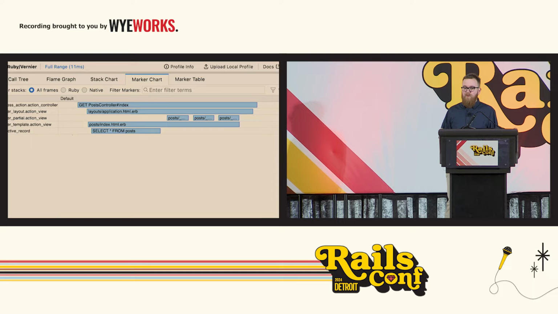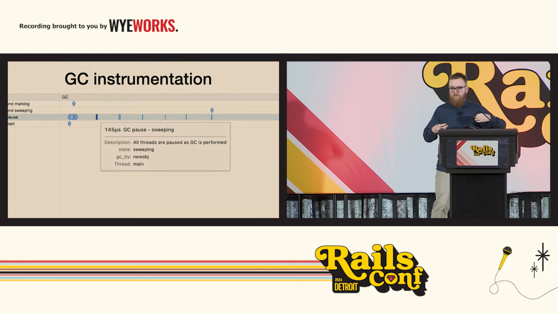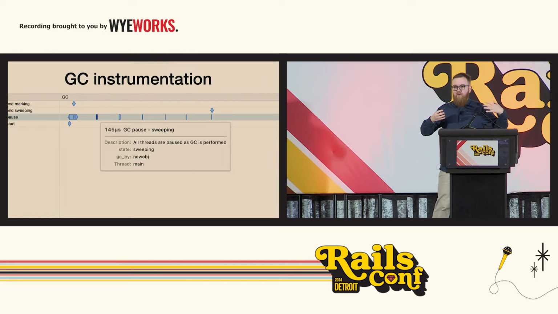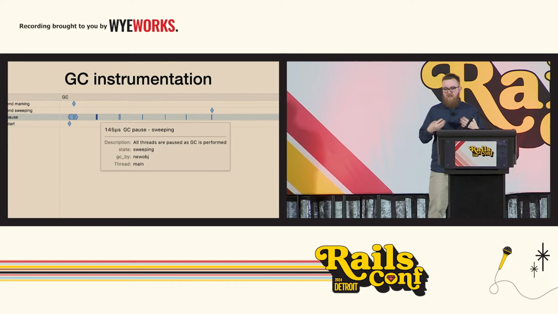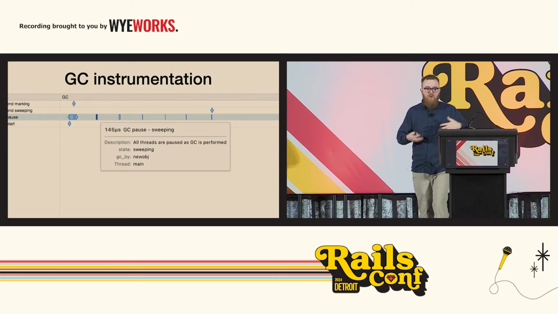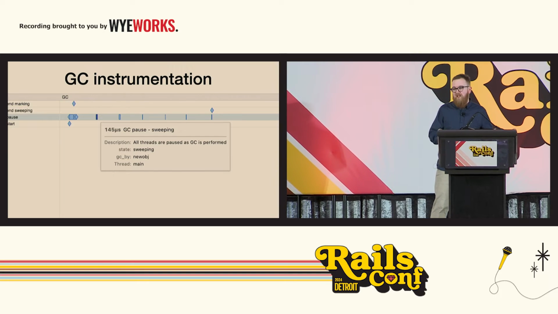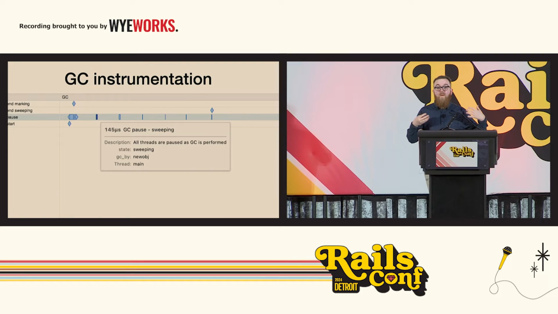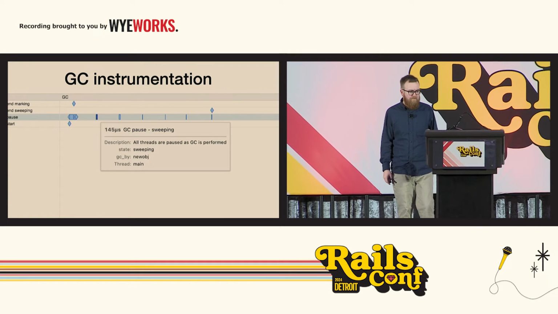We're also able to include some other markers. Vernier subscribes to a few Ruby internal APIs, or APIs exposed to C, which gives it more information about what the VM is doing. For example, we have instrumentation of the garbage collector, so you can see where the garbage collector is when the garbage collector is active.